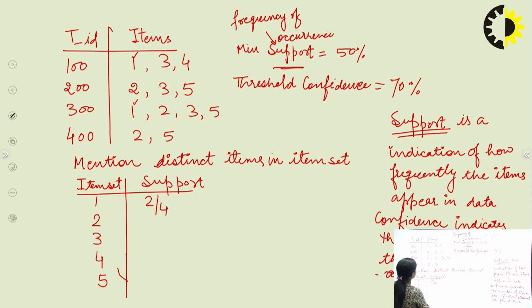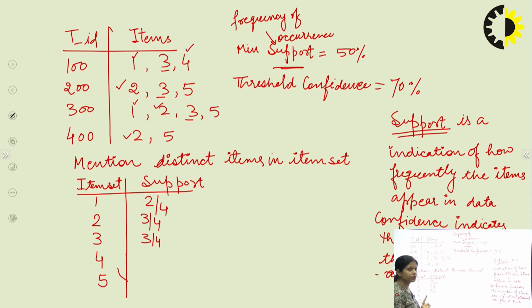Okay. Then we'll check for the second item. Item number 2, 1 time, 2 times and this is 3 times. So, we will have 3 out of 4. Okay. Next is item number 3, 1, 2 and 3. Again 3 times. Then the next item is item number 4.